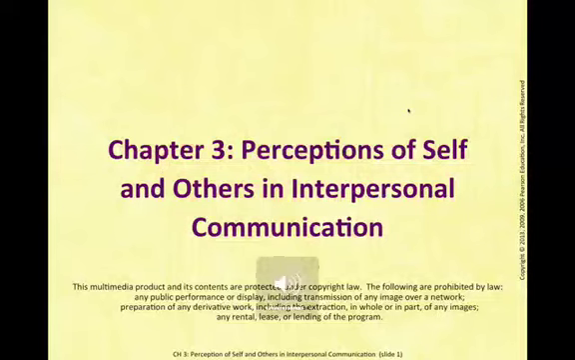Okay, so we're in chapter 3 now, perceptions of self and others in interpersonal communication. This chapter is split up into 2 sections. It used to be 2 separate chapters. The first was self and then the second was perception. And now they've combined them, but I think it's useful to go ahead and just focus on the self.